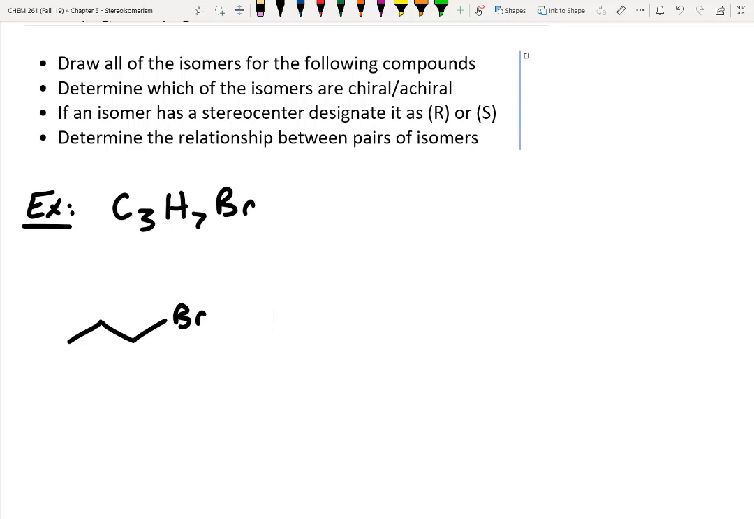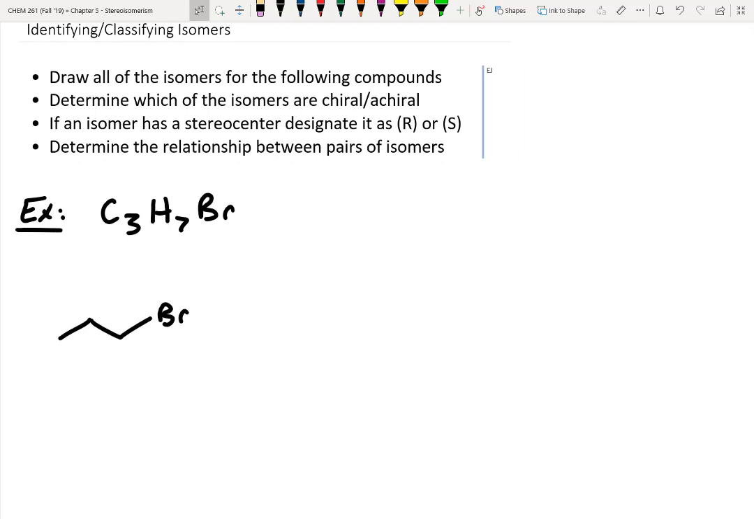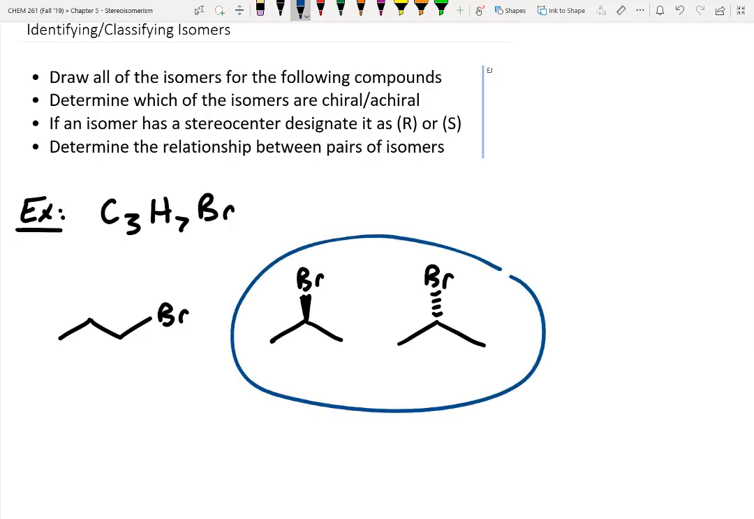What's another option we could have? Bromine in the middle. Maybe I'll make that bromine a wedge off the middle. What about the differences between having the bromine as a wedge and a dash? Are these the same or are they different? I would say they're the same, right? If you flip one upside down, it's the same as the other. So I would say these are the same compounds.